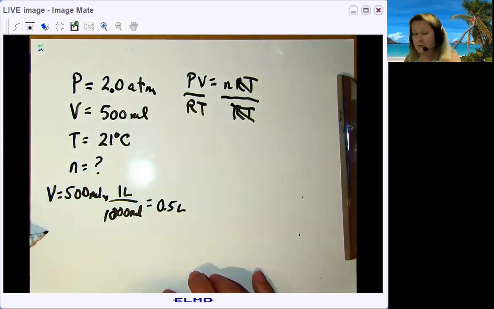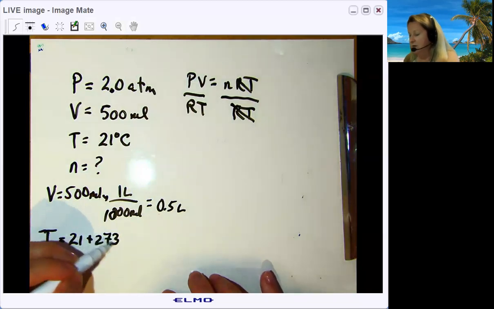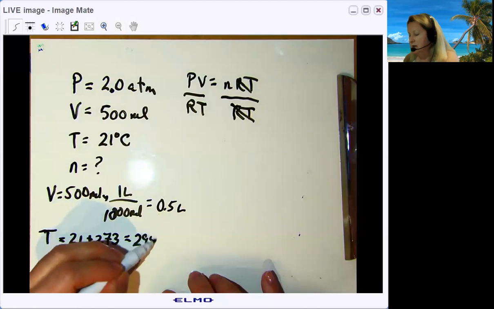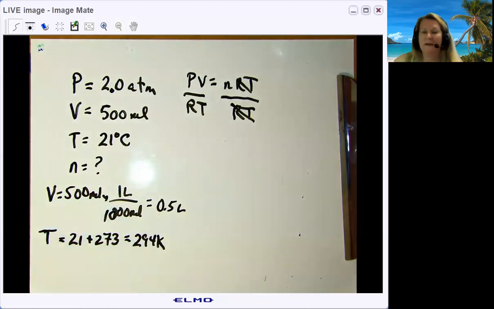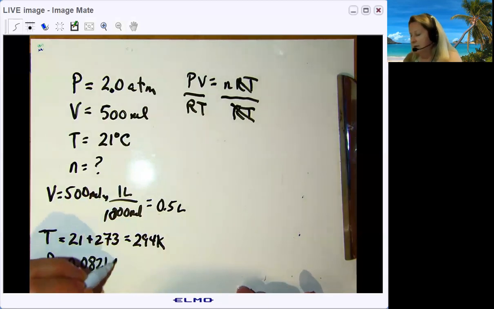Temperature, we always want to change to Kelvin. So it's 21 plus 273, which is 294 K. Now that we've worked out the units, remember R is going to be 0.0821 liter atmospheres per mole Kelvin.